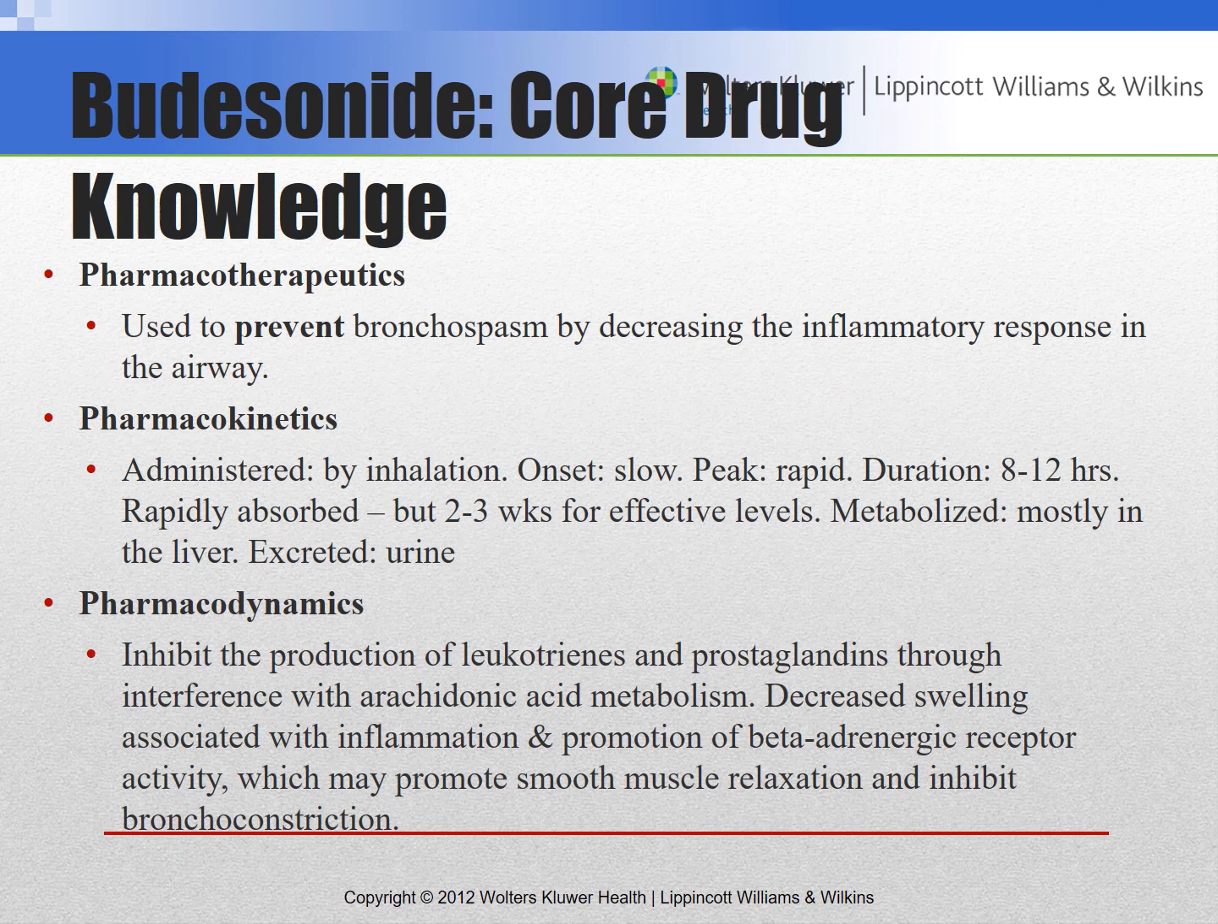In our pharmacotherapeutics, it is used to prevent bronchospasm by decreasing the inflammatory response in the airway. And it is administered by inhalation. Its onset is slow. Its peak is rapid. Its duration is 8 to 12 hours. It is rapidly absorbed, but it does take 2 to 3 weeks for the effective levels to get in the system. It is metabolized mostly in the liver and excreted in the urine.